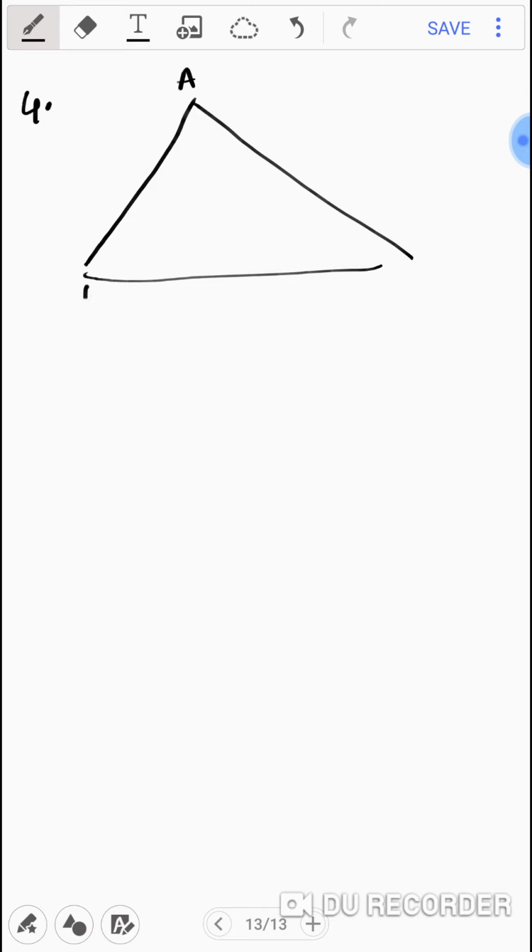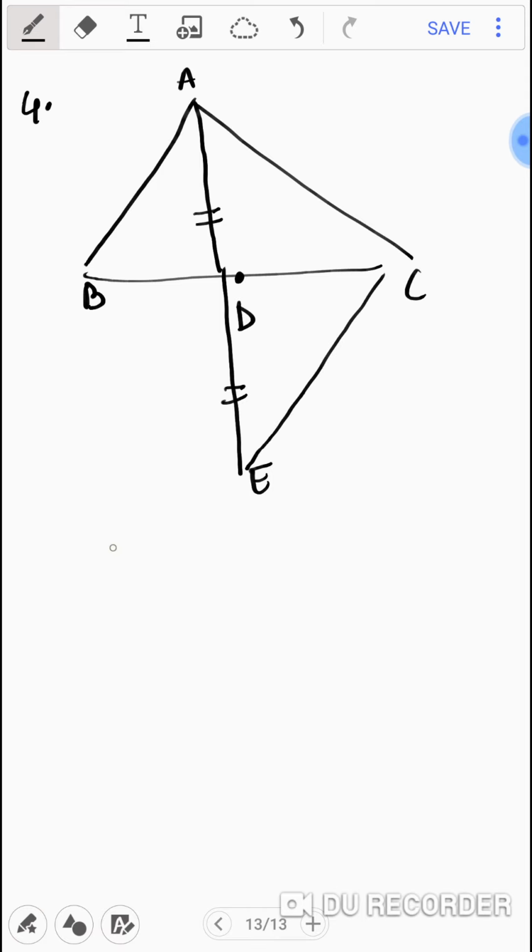Problem number 4. In problem number 4, we have in triangle ABC. So I have a triangle ABC. D is the midpoint of BC, so I'll mark D somewhere here. AD is produced up to E, so I'll stretch AD and produce to E, so that DE is equal to AD. Prove that. So can I join this also? Maybe it will be needed.